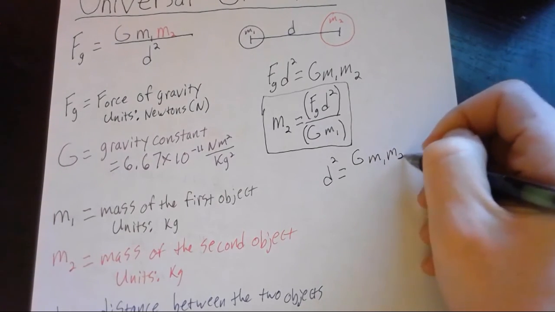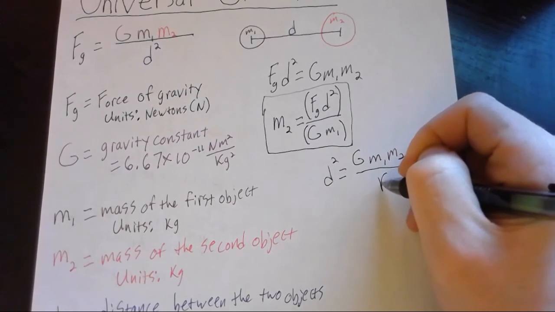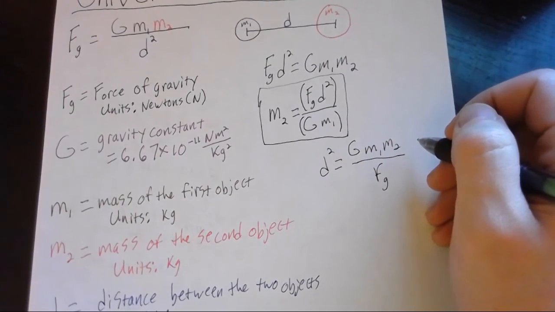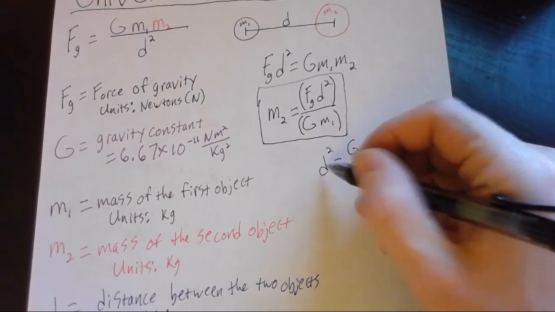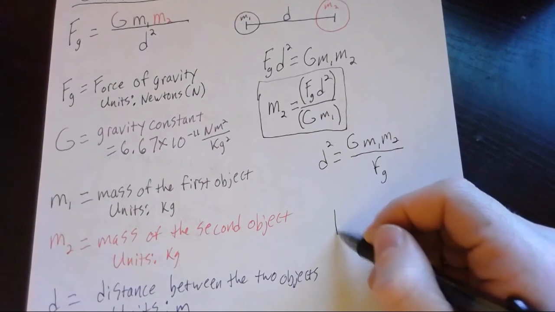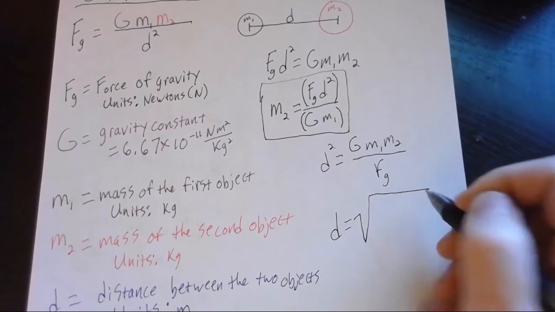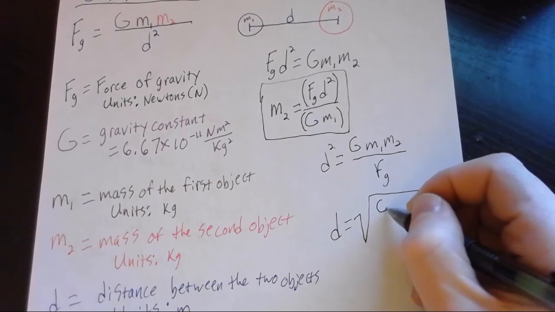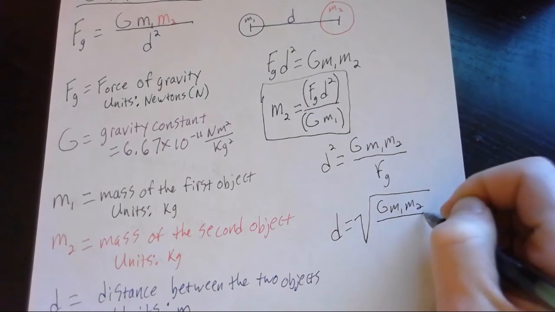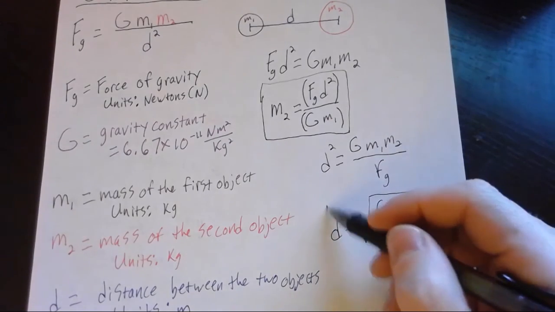This gives us distance squared is equal to capital G times m1 times m2 over the force of gravity. However, we do not want distance squared, we want distance. So to remove the square on the distance variable, we'll take the square root of both sides, giving us the equation distance is equal to the square root of G times m1 times m2 over the force of gravity.